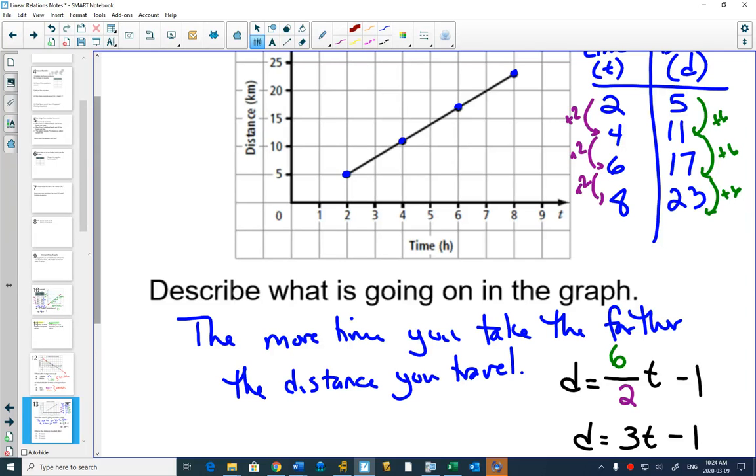Minus 1. Check out if this formula works for 6. What's 3 times 6? That's 18. Minus 1? 17. It works.